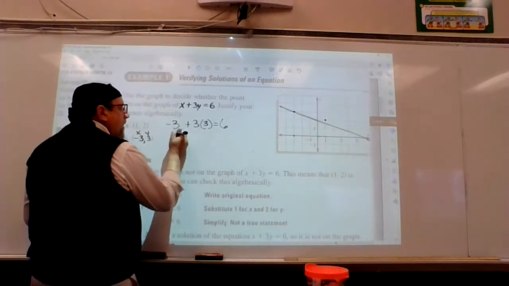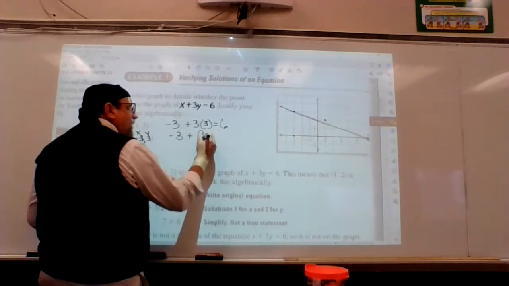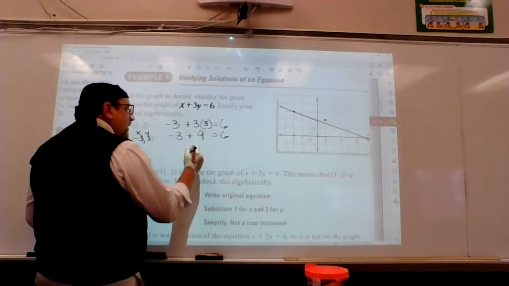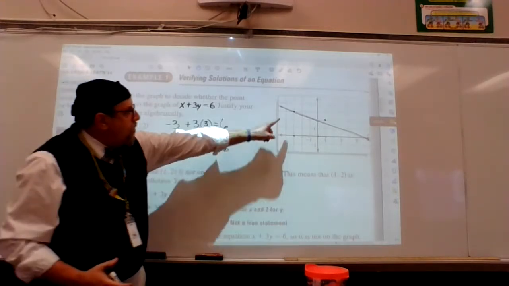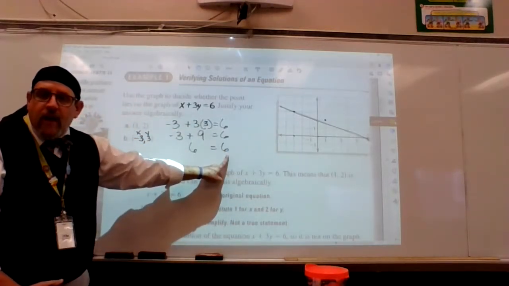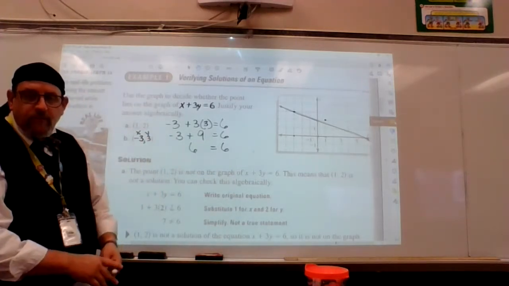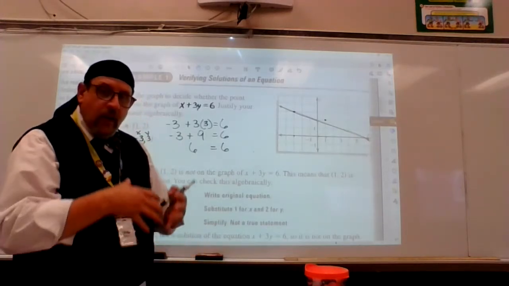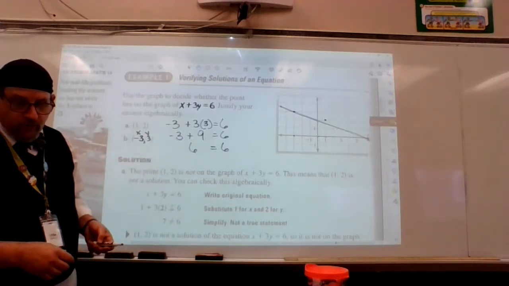So let's do the math. Negative 3, it's always going to be negative 3. 3 times 3 is 9 equals 6. Wait a minute, positive 9 and negative 3, that's 6. Hey, see, we saw it graphically, and we saw it by doing the math, by plugging and chugging the way we're supposed to do. All right, so that's how, if you're given an equation and a couple of coordinate pairs, now you can find your solution.